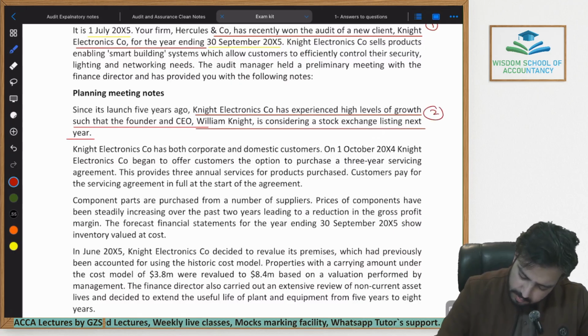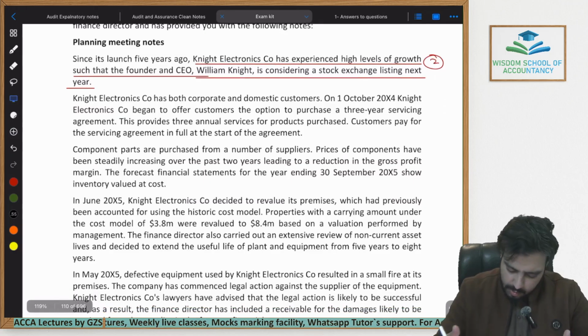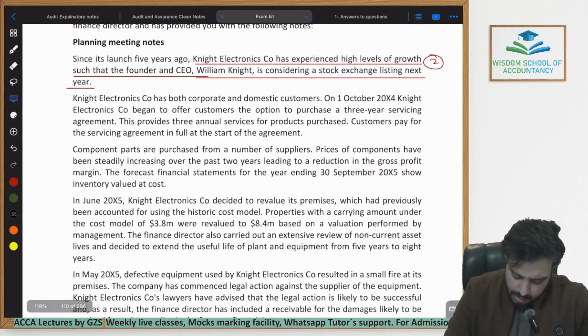So this is the second risk which we have identified. Now let's move towards the remaining question and let's try to identify more risk. Let's read it.